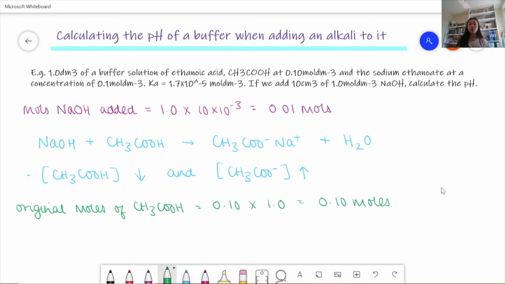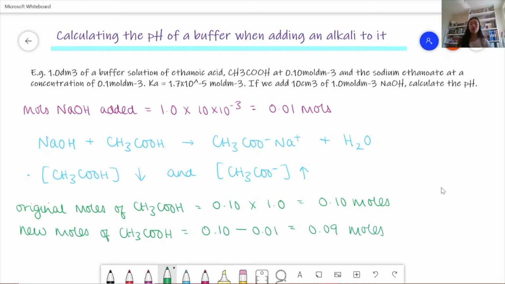And then we look back to the blue equation and we think, what happens to this ethanoic acid? And we know that the overall concentration has to decrease. And that means that the overall moles has to decrease from original to new. So we have the new moles of CH3COOH after the alkali is added, and this will come out to be the original moles, so 0.10, minus the moles of sodium hydroxide which has been added. So minus 0.01, and this gives us 0.09 moles.